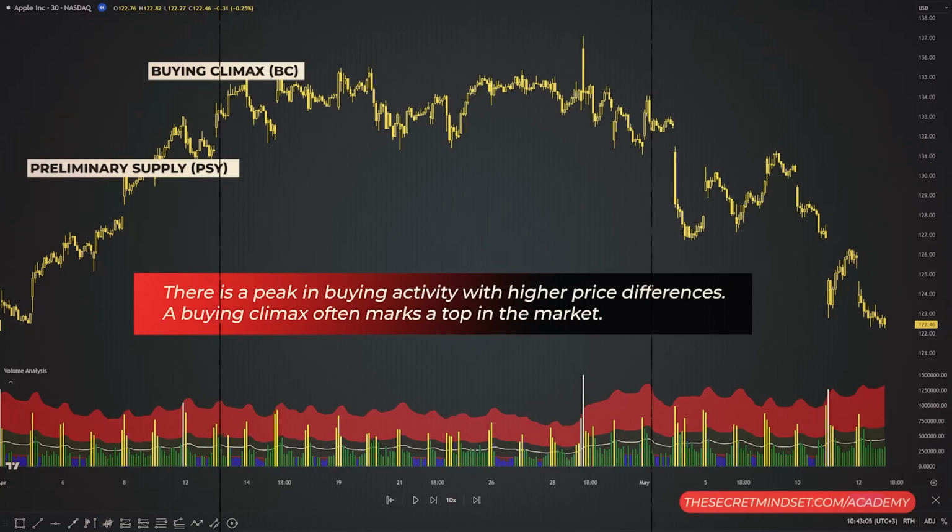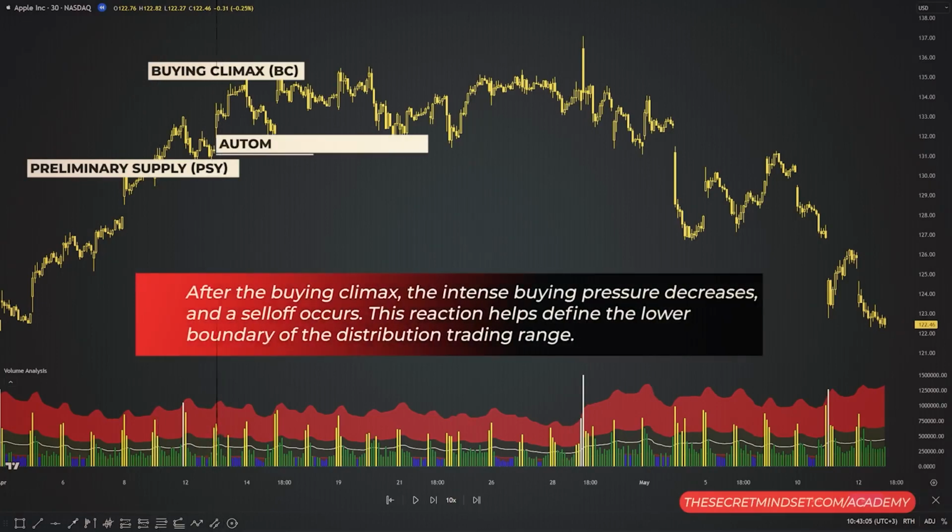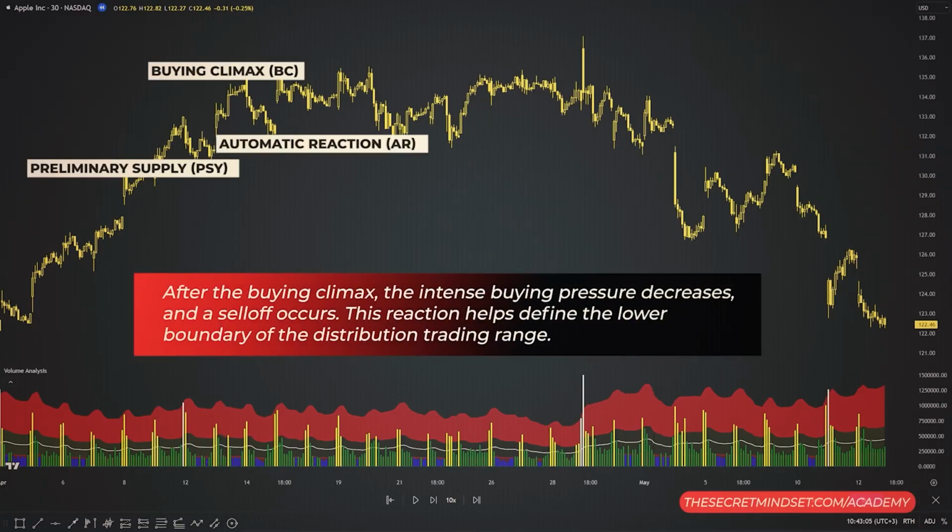A buying climax often marks a top in the market. Next is the automatic reaction. After the buying climax, the intense buying pressure decreases and the sell-off occurs. This reaction helps define the lower boundary of the distribution trading range.